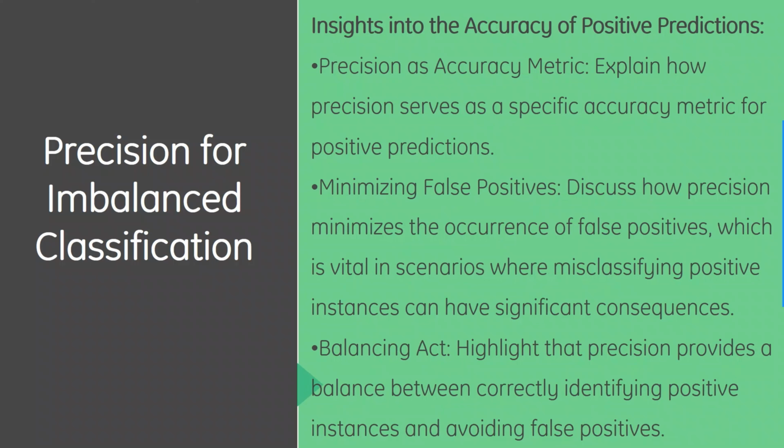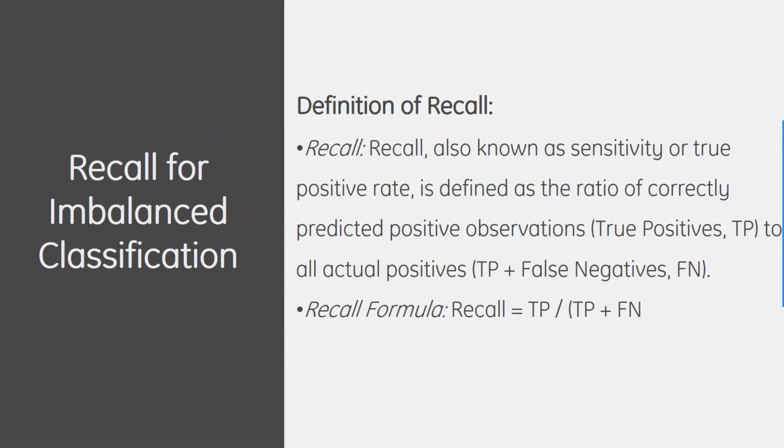Then we have insights into the accuracy of positive predictions. Precision as an accuracy metric explains how precision serves as a specific accuracy metric for positive predictions. Then we have minimizing false positives. Discuss how precision minimizes the occurrence of false positives, which is vital in scenarios where misclassifying positive instances can have significant consequences. Then we have the balancing act, highlighting that precision provides a balance between correctly identifying positive instances and avoiding false positives.